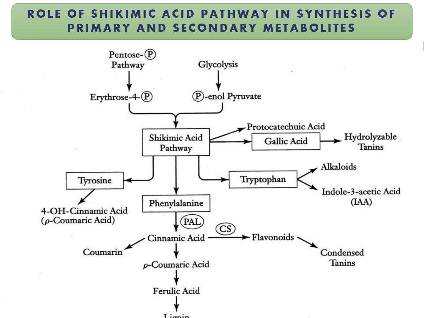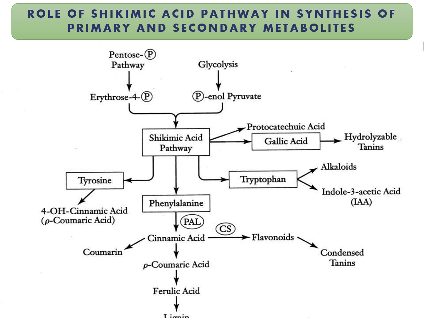This tryptophan is converted into alkaloids or indole 3-acetic acid. Alkaloid is again one of the secondary metabolites. The shikimic acid will be converted directly into gallic acid. So this gallic acid is one example of tannins, and it will be converted into hydrolysable tannins.